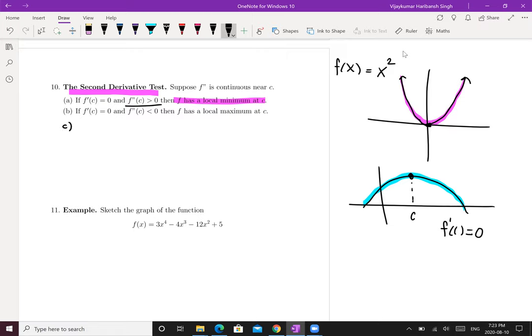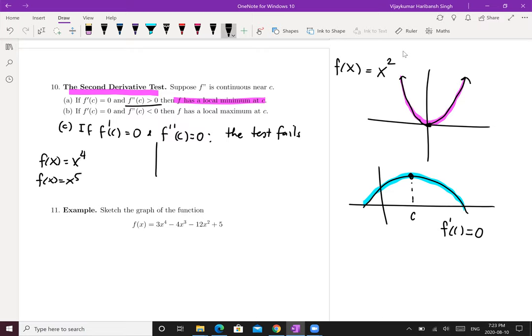However, if f prime of C equals zero, and f double prime of C is also zero, then the test fails. An example of that would be f of x equals x to the 4, or f of x equals x to the 5. So if you look at x to the 4, and say minus x to the 4. The x to the 4 graph looks like this, like x squared, but slightly flatter around zero.